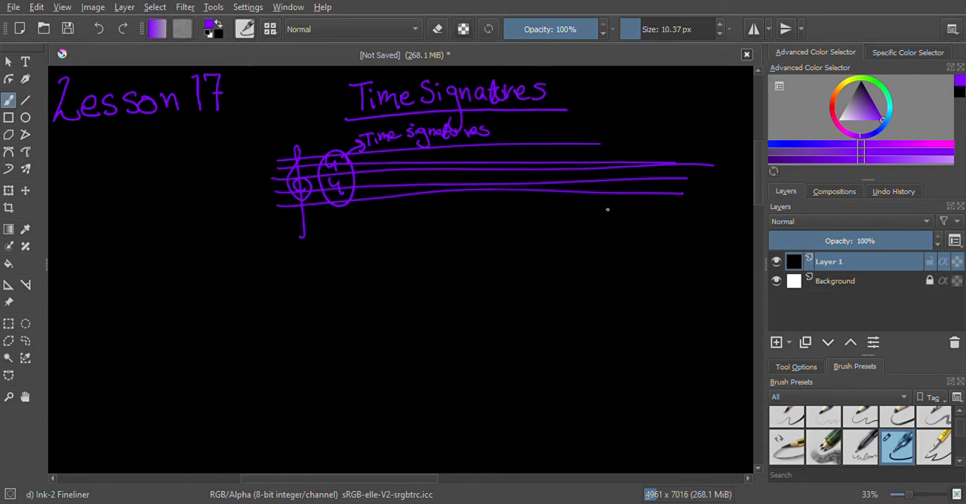These numbers are extremely important because they do a variety of things. So what is the purpose of time signatures? Why do we use them? What are they supposed to do? Well, time signatures do two very important things. First, they help us understand the pulse of the music.